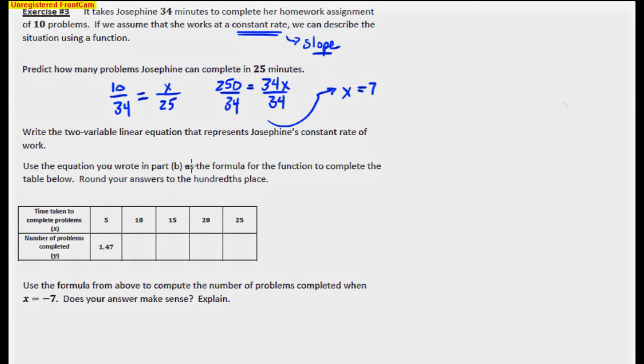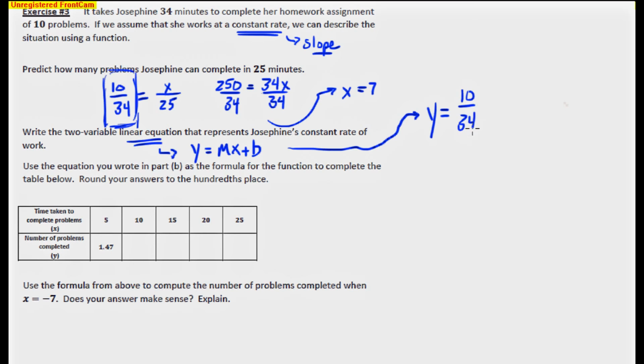Now it says write a two-variable linear equation. We should remember that. That should remind us that we should use y equals mx plus b. Whenever you have a linear equation, you have the general form y equals mx plus b. So I'm going to go over here to do that, and our slope is right here. Here's her constant rate. Her slope is going to be 10 over 34.